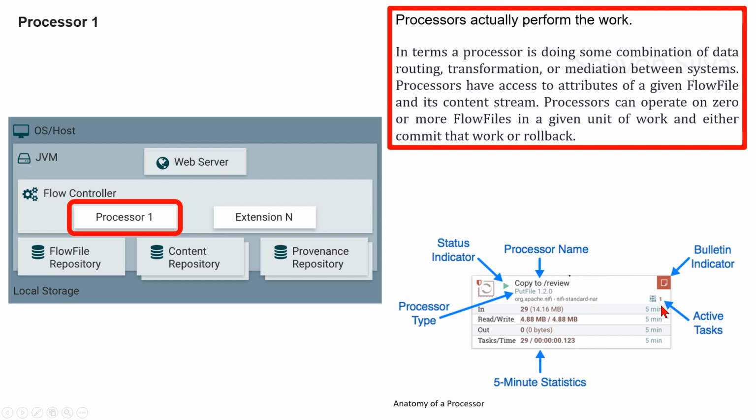Active tasks. The number of tasks that this processor is currently executing. This number is constrained by the concurrent task settings in the scheduling tab of the processor configuration dialog. Here we can see that the processor is currently performing one task. If the NiFi instance is clustered, this value represents the number of tasks that are currently executing across all the nodes in the cluster.